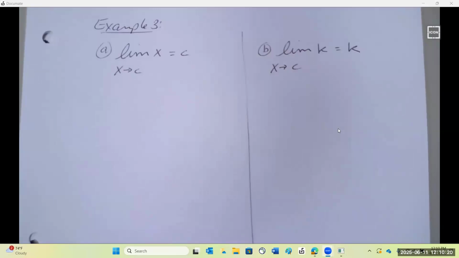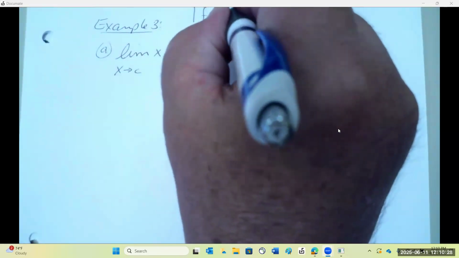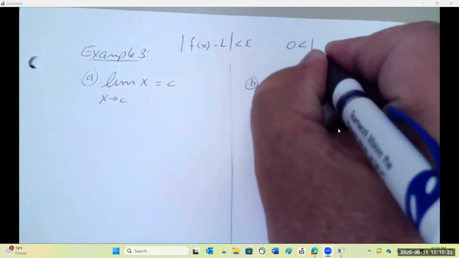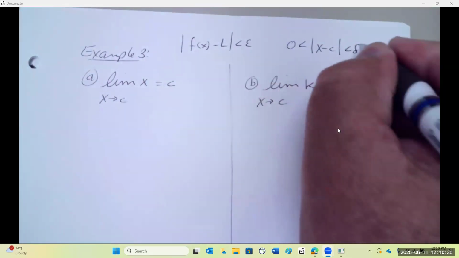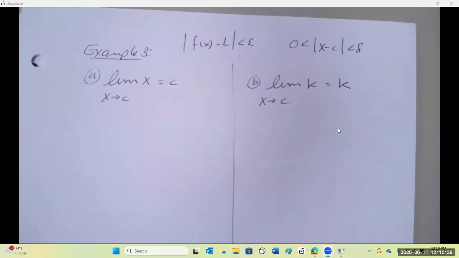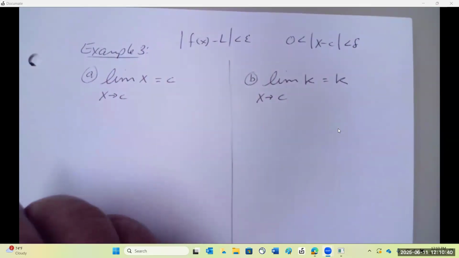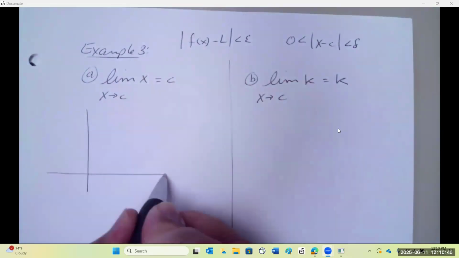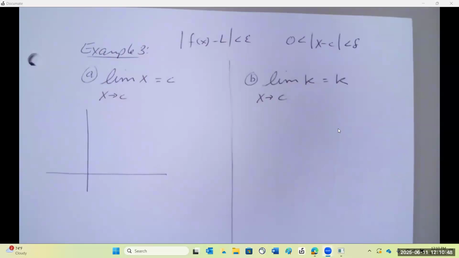It's so simple, you're probably getting confused. Let's see how to do this. Let's begin this. Remember, we're using |f(x) − L| < epsilon when 0 < |x − c| < delta. So what's this graph going to look like? It's going to be a straight line.